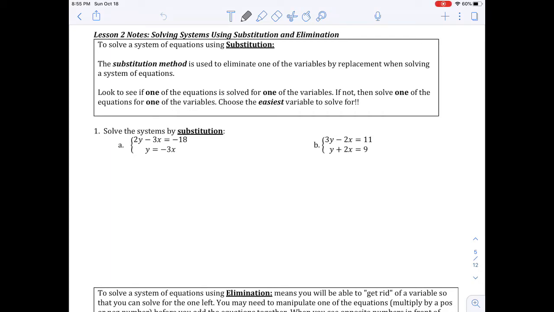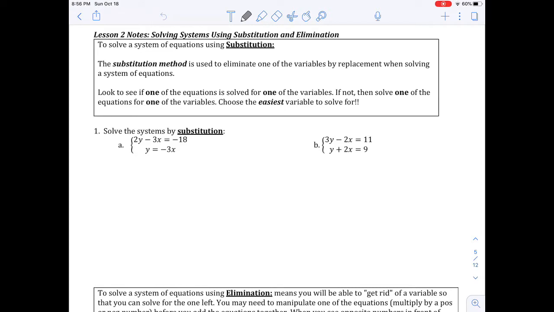Lesson 2 notes are solving systems using two different methods, substitution and elimination. So we already learned the first way to solve a linear system is by graphing and finding their intersection point, or determining that they do not intersect or that they are the same line. We also learned how to solve linear systems of inequalities, where we graphed the functions and shaded their solution regions, looking for the overlap. These two methods are non-graphing methods for solving systems.